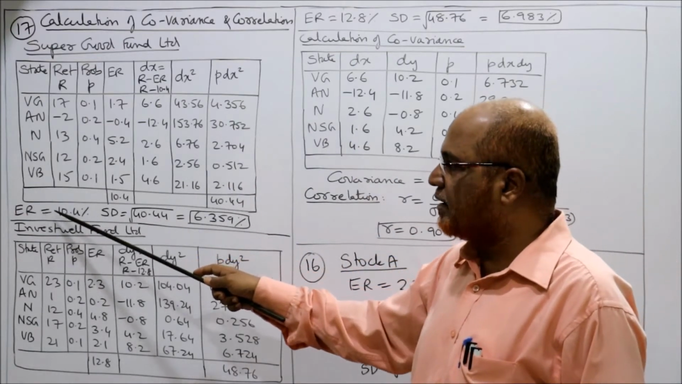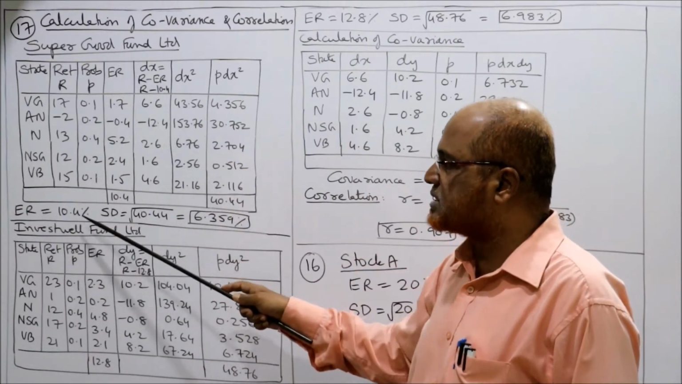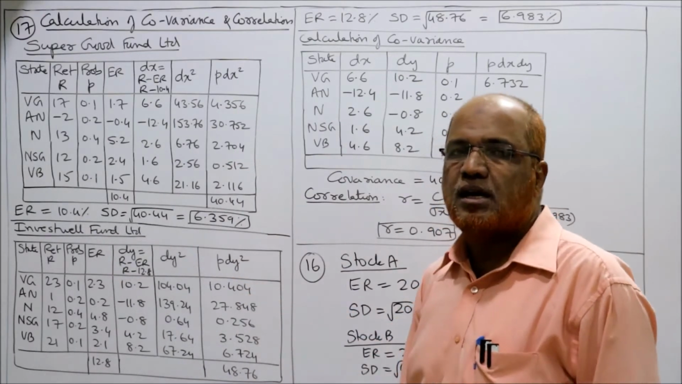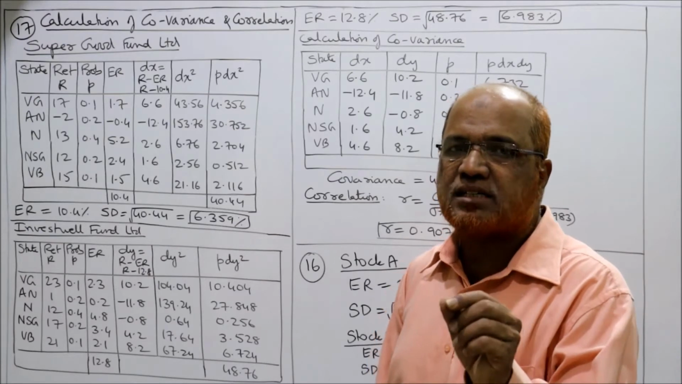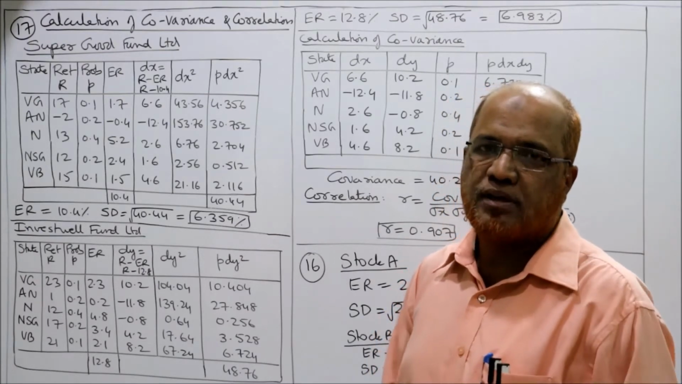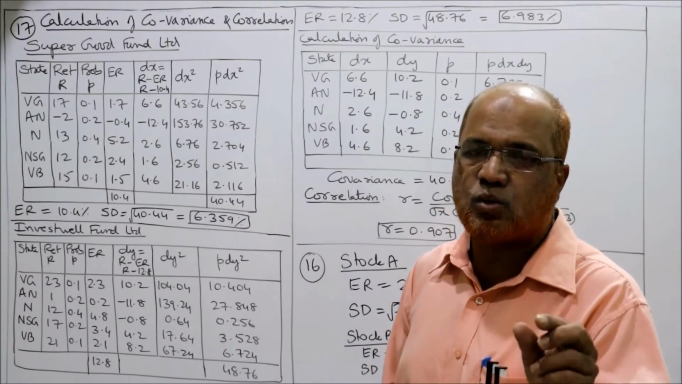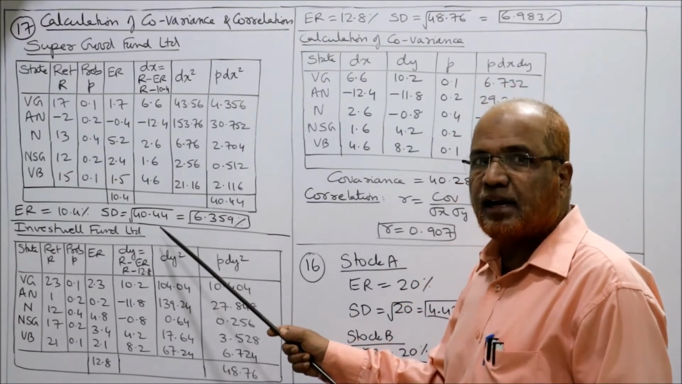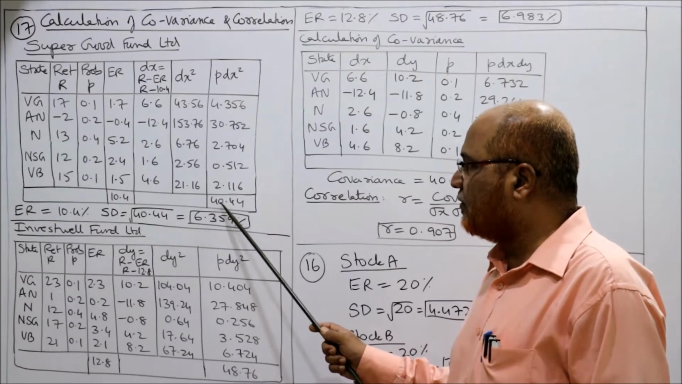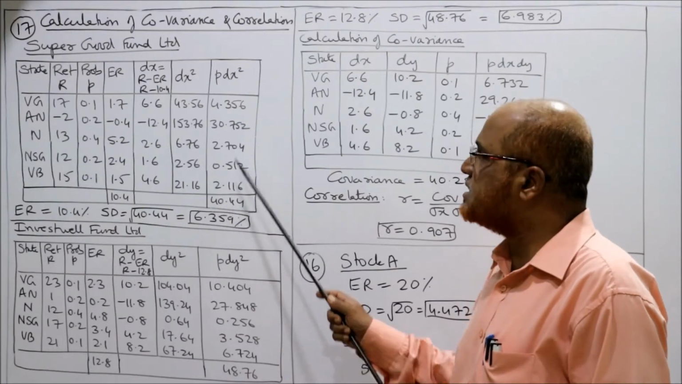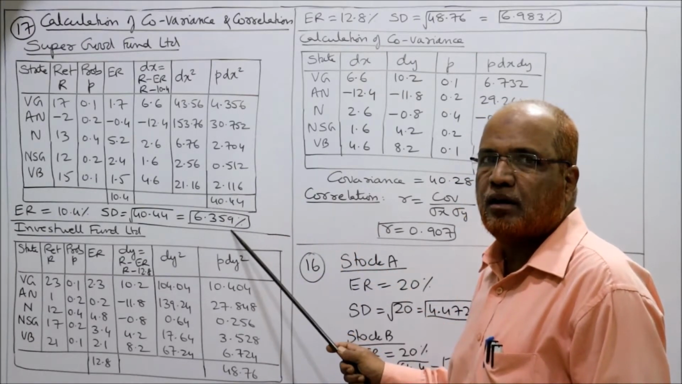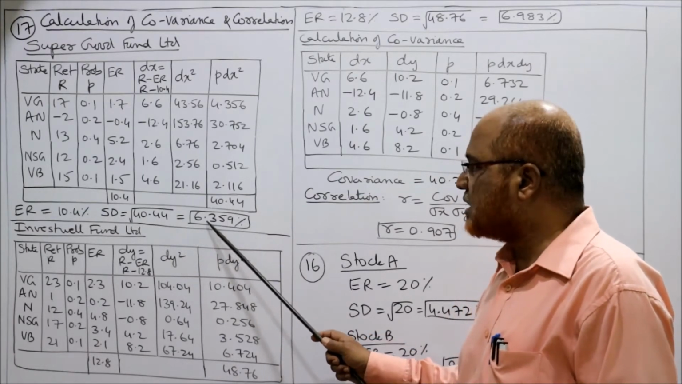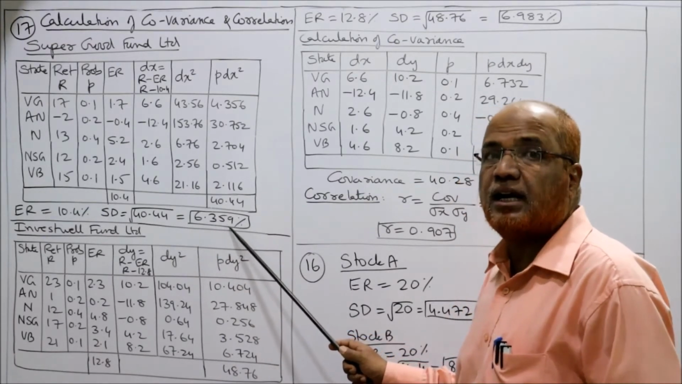Now the expected return of this Super Good Fund Limited is 10.4%, and the standard deviation formula is summation PDX square under root. This formula we have applied. I have not written the formula, directly I have taken the value. So 40.44 is the summation of PDX square. And if we take the under root of this 40.44, the standard deviation is 6.359.